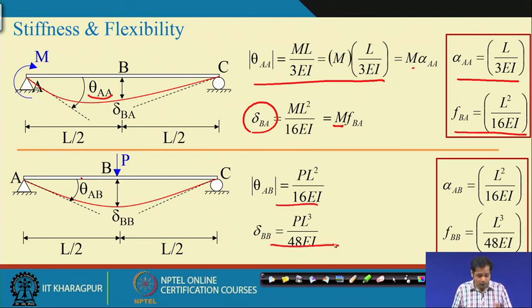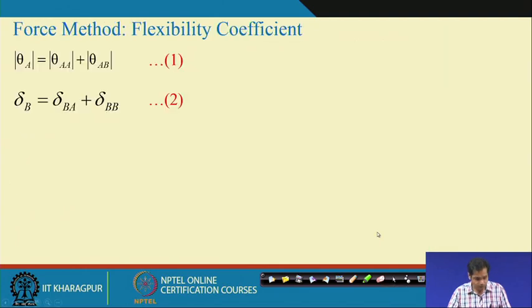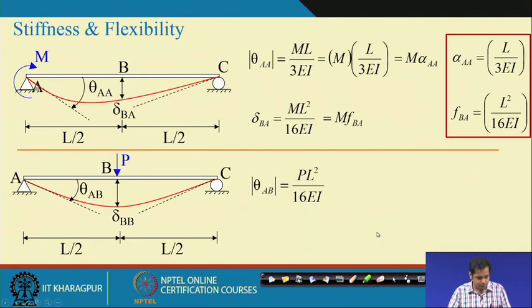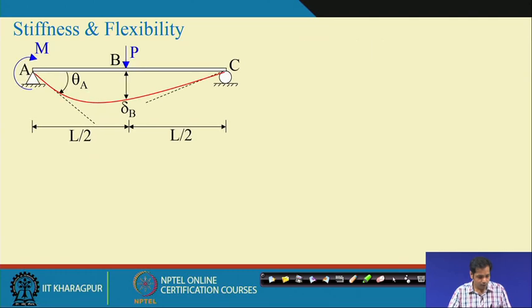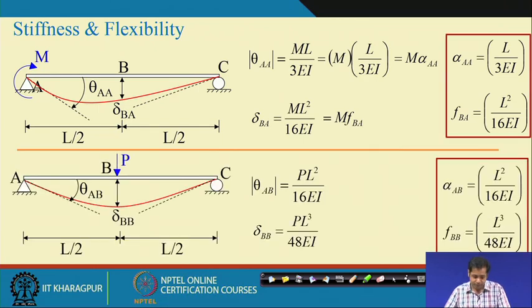So, now if we go back to our previous problem, the actual problem, if you recall, was this. This problem is divided into 2 parts. These are the 2 parts. So, in the actual problem, these are the effects of the moment at A, and these are the effects of the force at B. So, total rotation at A will be this plus this, and total displacement at B will be this plus this.